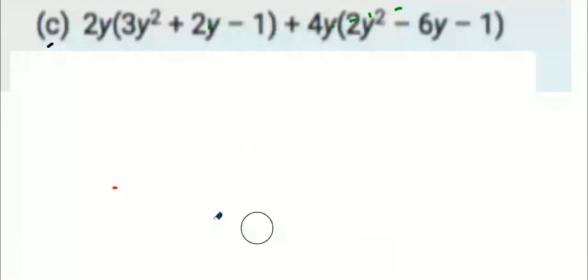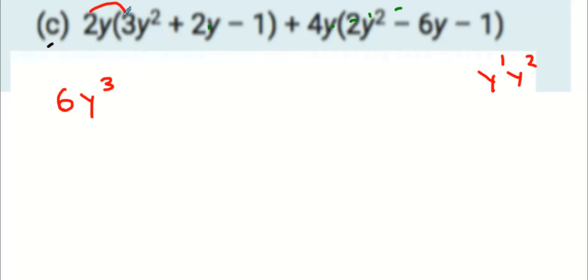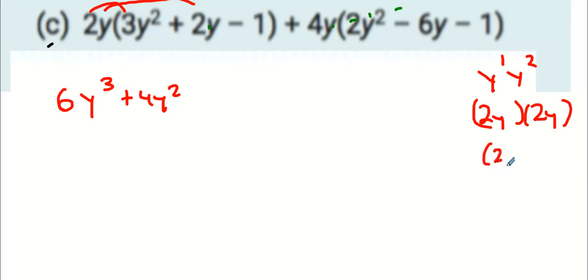All right, now you're nearly right. 2 times 3, 6, and then what's y, with another 2y, with a y squared? Yeah, y to the power 3, isn't it? Now what's 2y times 2y? Yeah, 2y by another 2y is 4y squared, okay? And then 2y by minus 1? Yeah, okay. Now, what about the next one, guys?